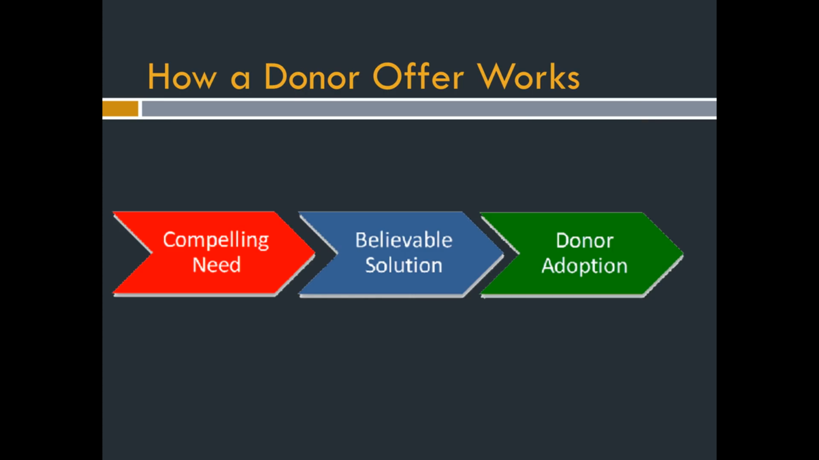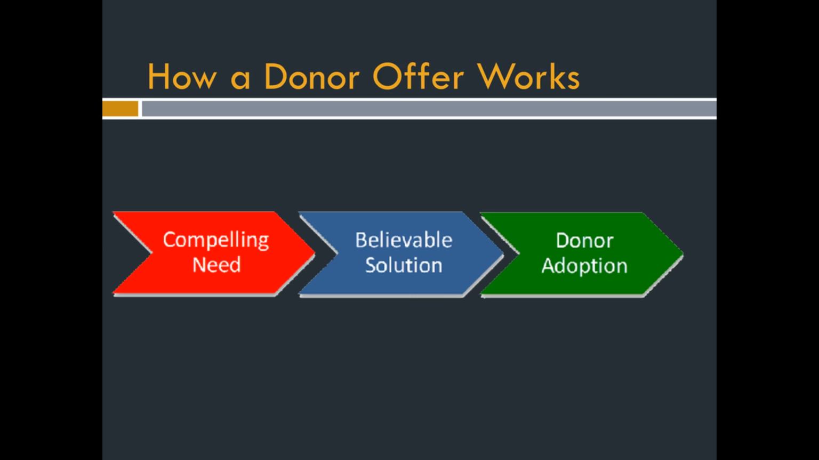Okay. So how does a donor offer work? Well, number one, you've got to have a compelling need. So a compelling need can be different for different donors, but it's got to be compelling. It's got to make them want to do something about that need. And then you've got to have a believable solution. Now, emphasis on the word believable.